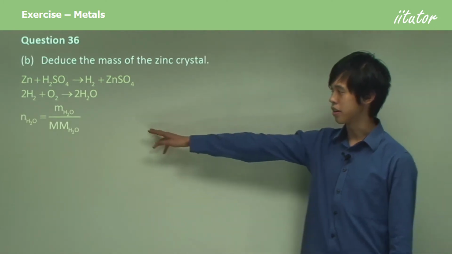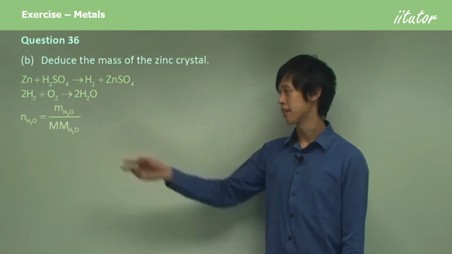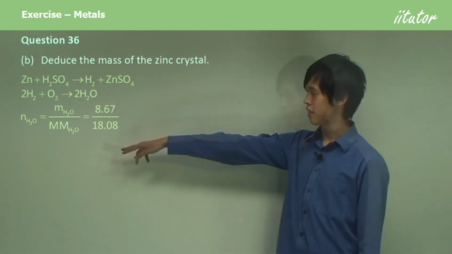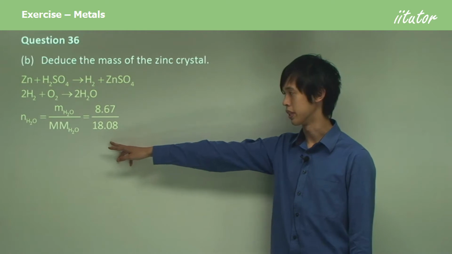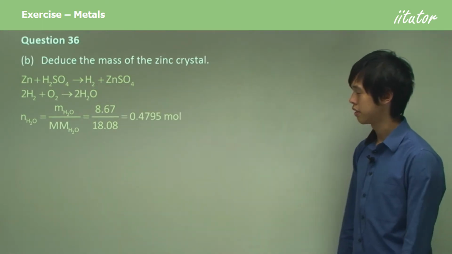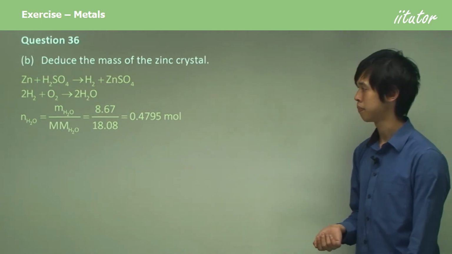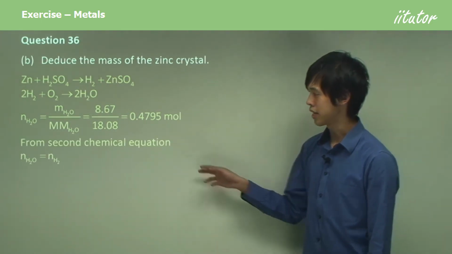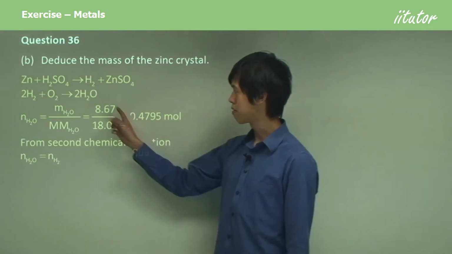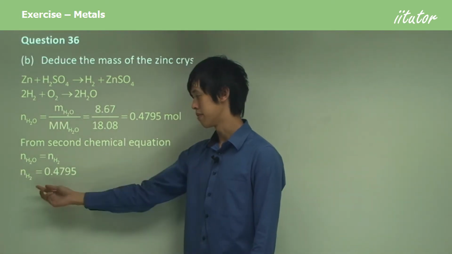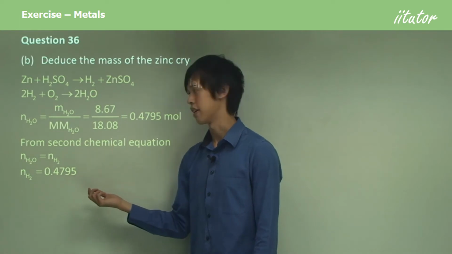The mass of the water is the only mass that we're given. So we'll calculate the number of moles of that. 8.67 divided by the molar mass of water gives you 0.4795 moles. Now from the second chemical equation, the number of moles of water equals the number of moles of hydrogen. So the number of moles of hydrogen is also 0.4795 moles.